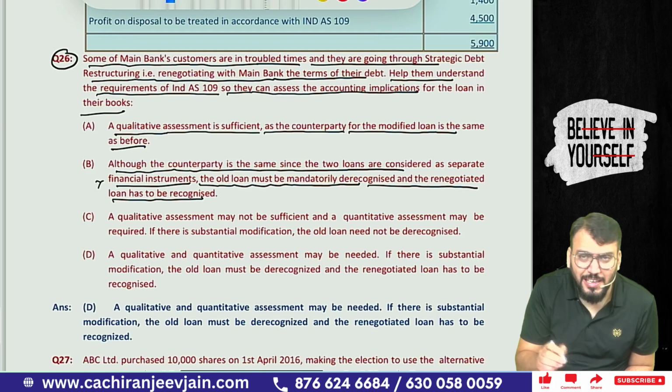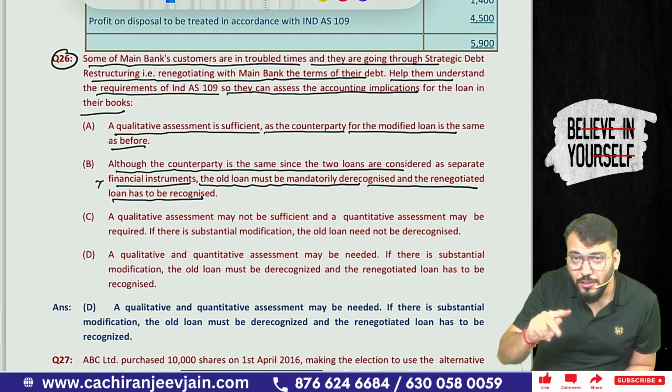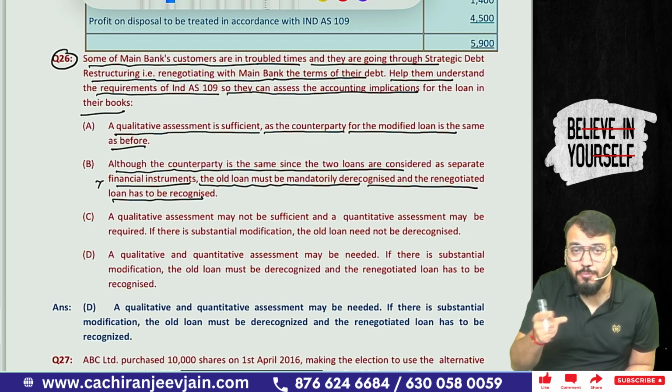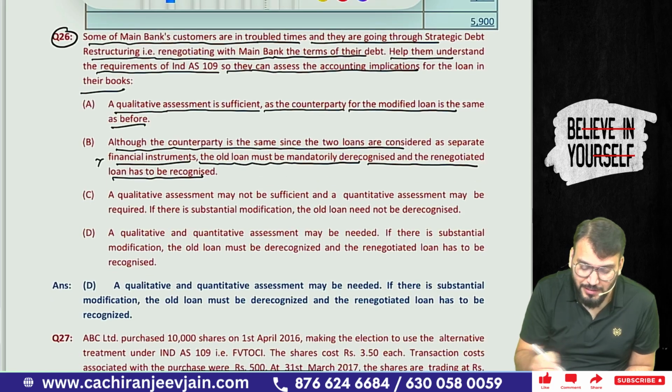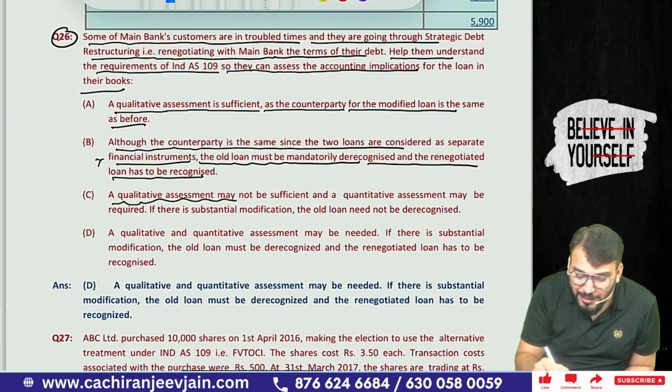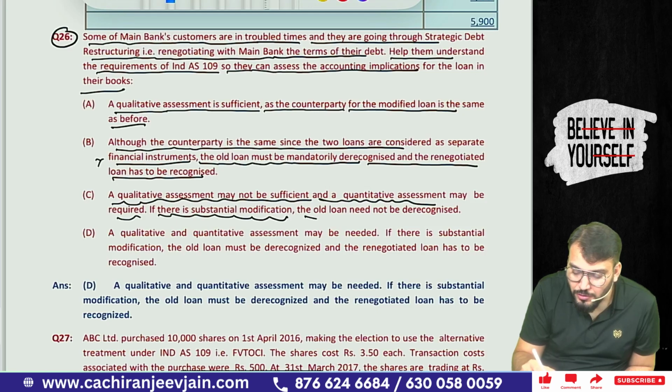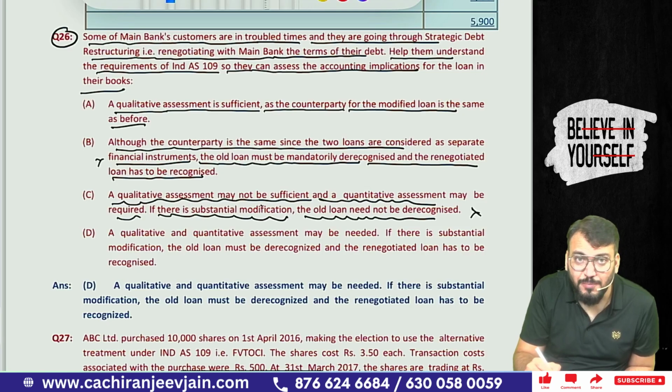This is not correct because, if you remember, there are two types of accounting: extinguishment accounting and modification accounting, which depends upon the substantial modification terms. Correct now. A qualitative assessment may not be sufficient and a quantitative assessment may be required. If there is a substantial modification, the old loan need not be de-recognized. This is also not correct because whenever substantial modification is there, the old loan will be de-recognized.